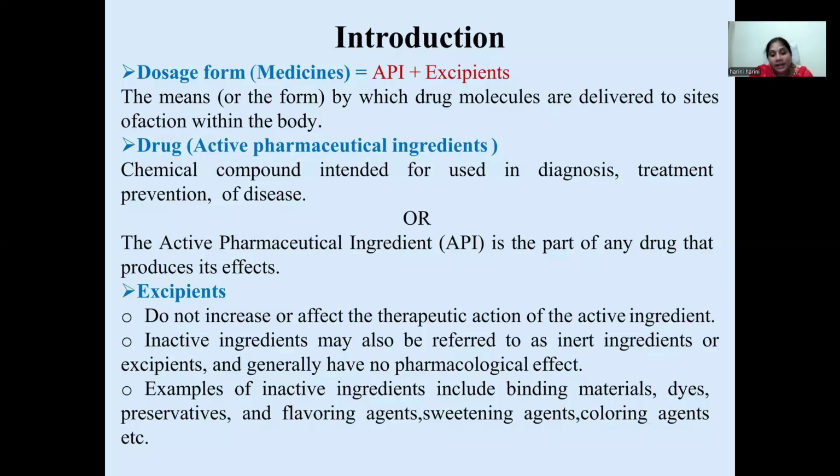And there are many examples of these excipients, like binding materials. These binding materials are used to bind all the ingredients together in a dosage form. Dyes give the color to the preparation, because drugs as such will have an obnoxious color, and because of the color, some of the people will not be able to accept the drugs. And preservatives: in order to preserve the drugs for a longer period of time, we'll add these preservatives.